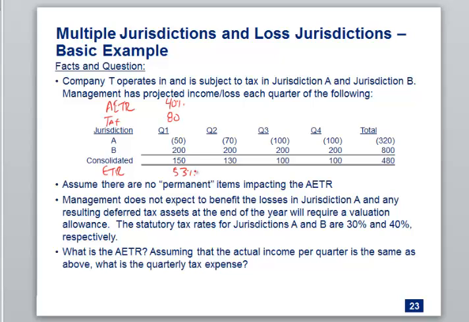Okay, so now I get to Q2. What's my AETR for Q2 going to be? Good guess, 40. I'm being sarcastic. We're excluding B's... sorry, we're excluding A. A is still standing in the corner. No one is talking to A. We pretend A is not there. It's a loss jurisdiction, we can't benefit it, it's nothing to us. So all we're doing is forecasting for B. B hasn't changed, B is 40%. So our annual effective tax rate is still 40%.